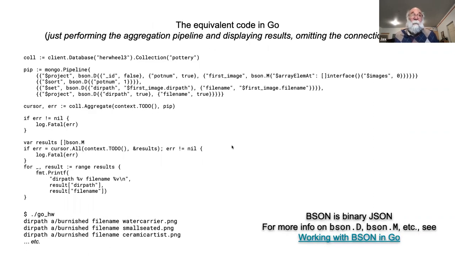But now here's the same code in Go. Here's the same code that I just showed you to get me, again, the dir path and the file name for every first image for every pot in the collection. Okay, so I haven't shown the connection logic of connecting to the database, but the client is already connected, and the collection is client.database Her Wheel 3 collection pottery. Okay, so now I've got a collection, coll.